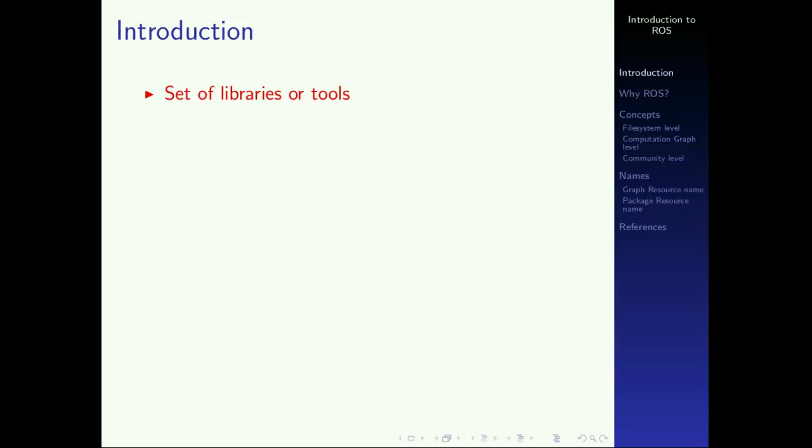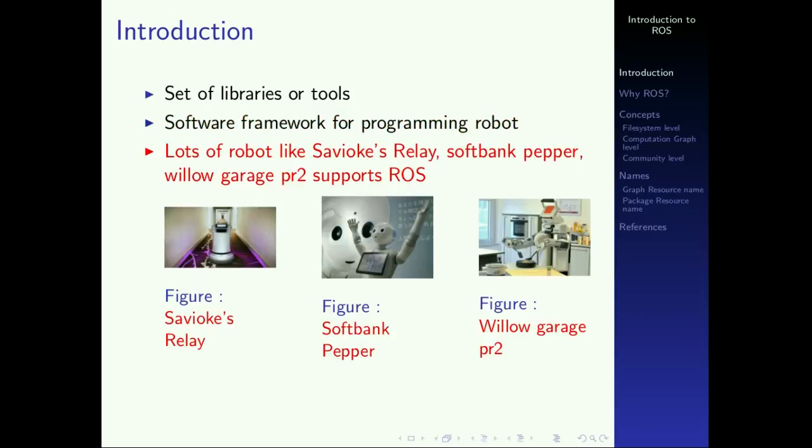ROS is a set of libraries or tools which are used together by robot researchers and developers to make robot applications. ROS was officially created and developed by the company Willow Garage starting in 2007. It itself is not a programming language but a software framework for programming robots. Lots of robots like Savioke's Relay, SoftBank's Pepper and Willow Garage's PR2 support ROS. It currently runs on Unix-based systems, while other variants such as Android are designated experimental and are supported by the ROS community. The next question that arises is why we need ROS.